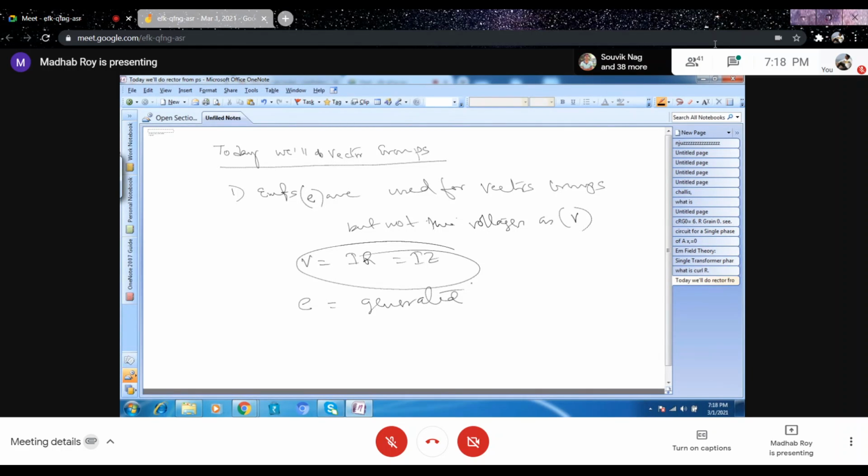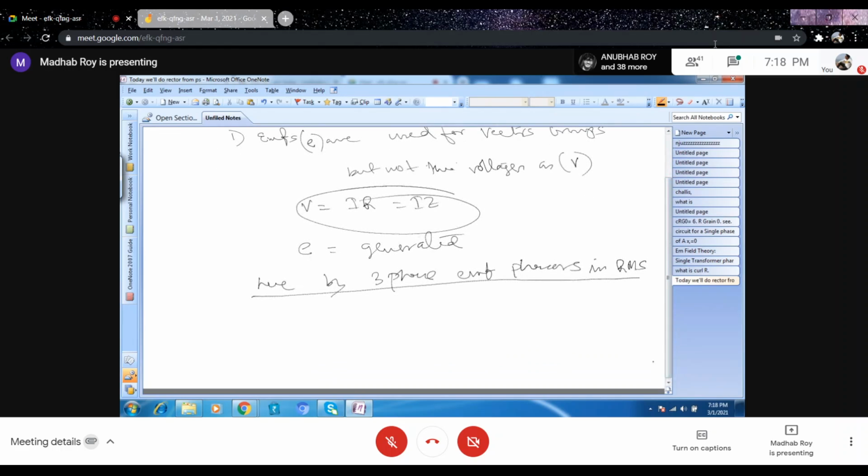So the vector group is always denoted with the help of E or EMF. And here by phasor, three-phase EMF phasors in RMS. Phasor can be represented in peak also, but here we will use RMS.